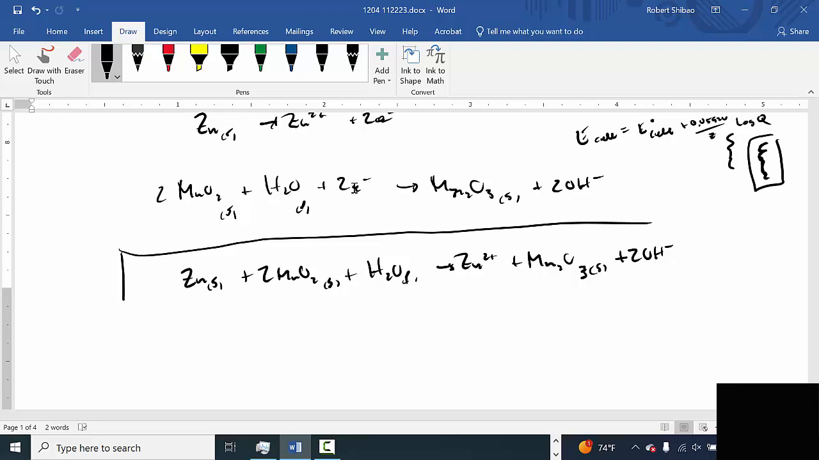But when we look at Q, Q is equal to the concentration of the products over the concentration of the reactants raised to their respective coefficient. What's special about the concentration of pure solids and pure liquids? Yeah, they don't change. And so the only thing here is we're going to build up the concentration of zinc ions and we're going to build up the concentration of hydroxide. But all these others, the concentration doesn't change.